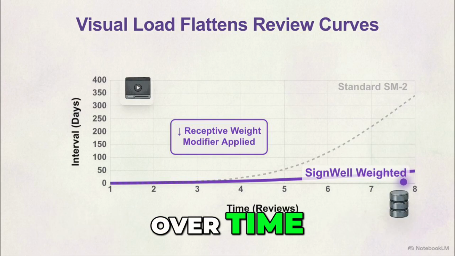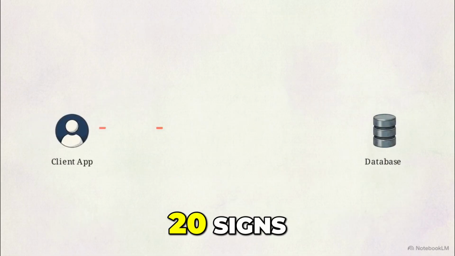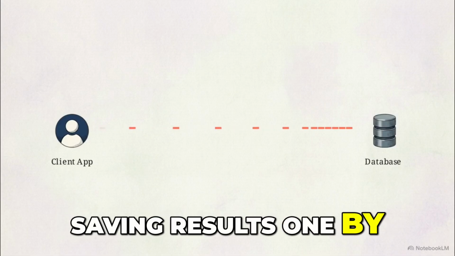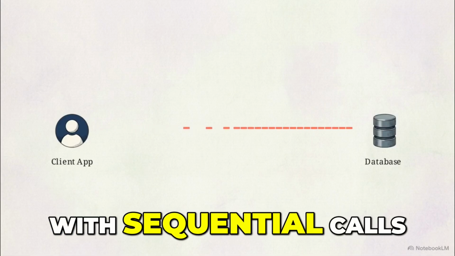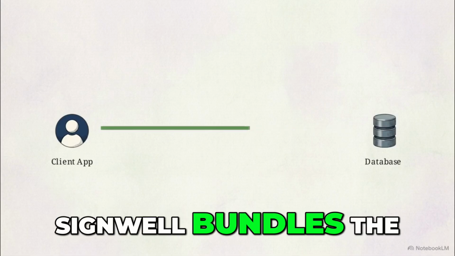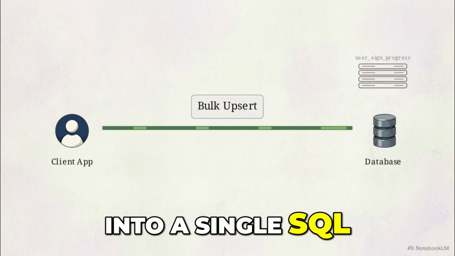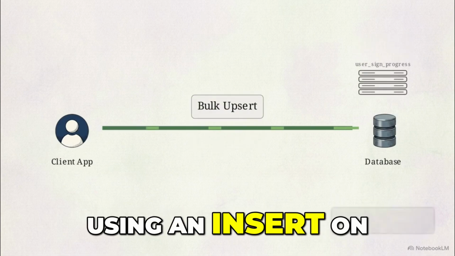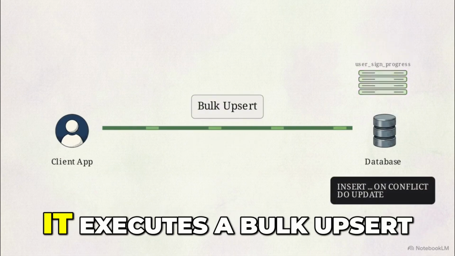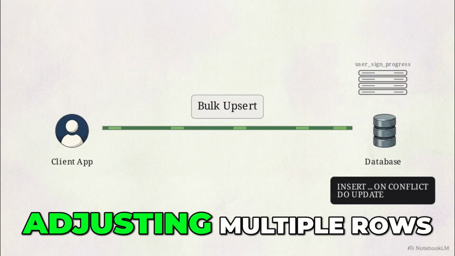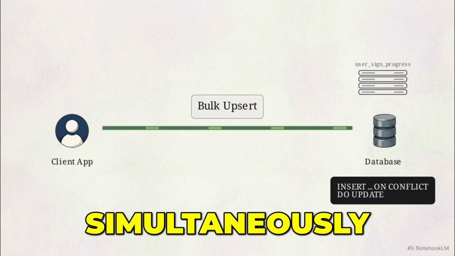When a user reviews 20 signs, saving results one by one hammers the database with sequential calls. SignWell bundles the batch into a single SQL command. Using an insert-on-conflict-do-update, it executes a bulk upsert, adjusting multiple rows simultaneously.